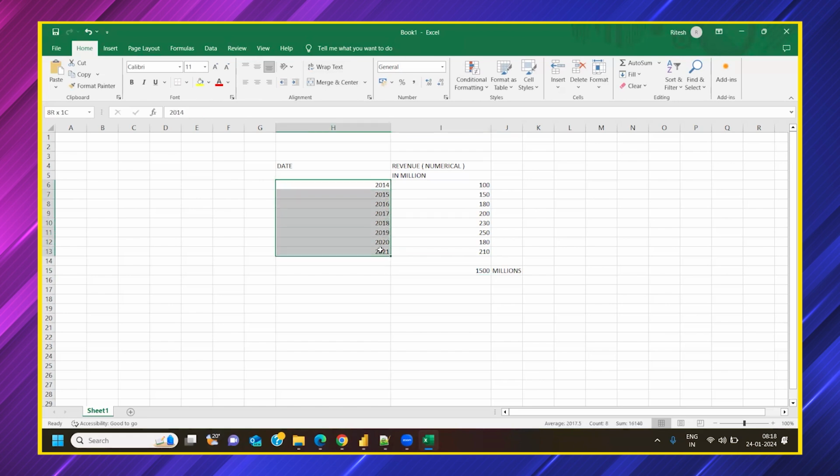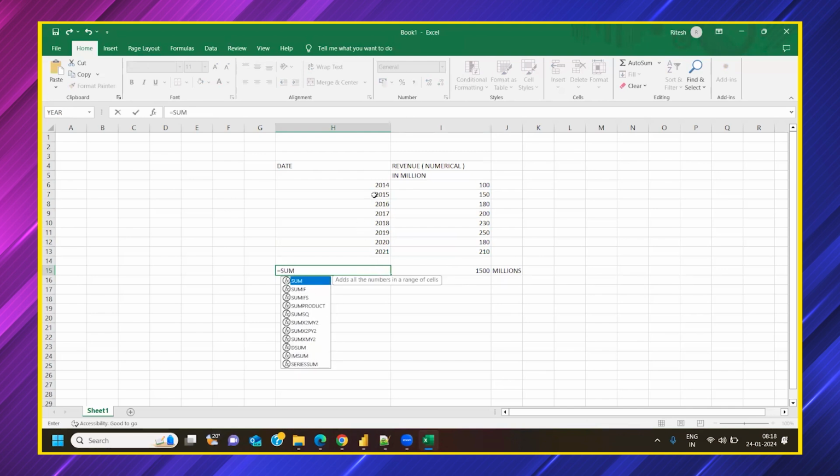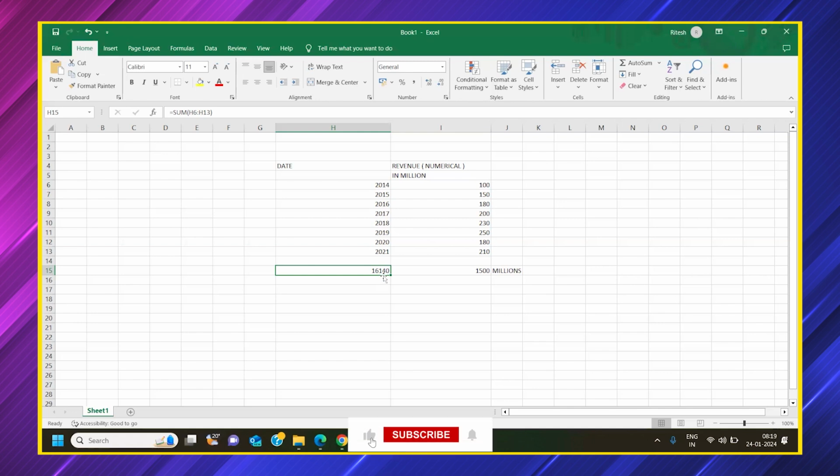Even the years you can sum up, because these are purely numerical values. But if I sum up these values, this is what I'm getting. Do you think this value will help us get some information? The 16140, this specific value, is not giving us any information, nor is it useful.